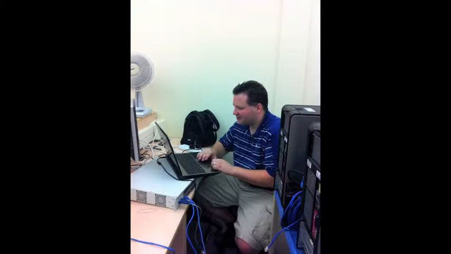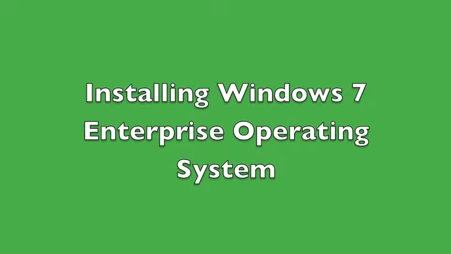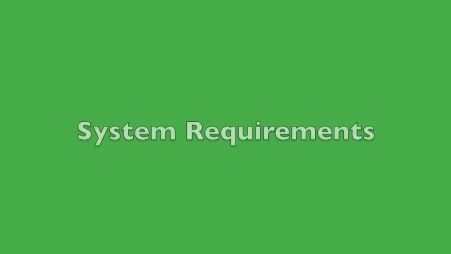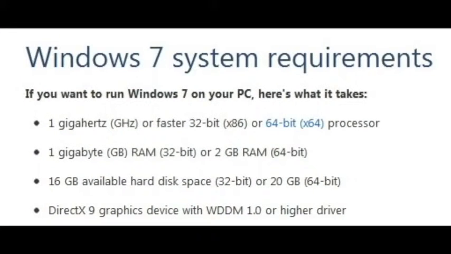Today we're going to be talking about installing Windows 7 Enterprise operating systems. To complete this installation, you will need the following equipment: workstation hardware with network connection, Windows 7 Enterprise operating system DVD, a license key, and of course, internet access. Before you begin, you want to be sure that your system meets the requirements outlined by Microsoft in the following chart.